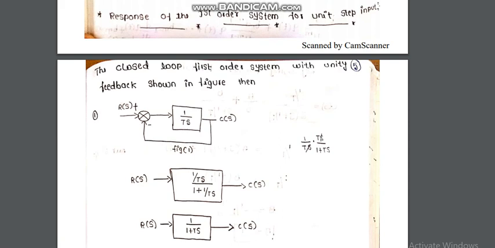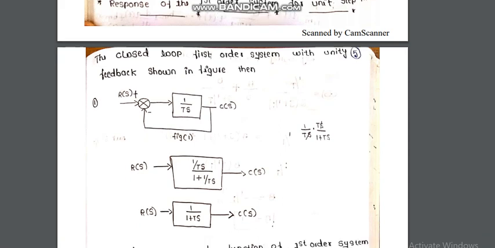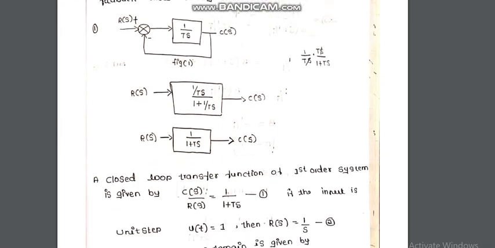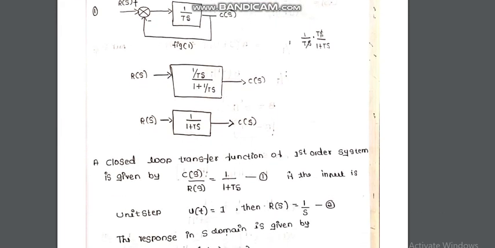Now if you want to find the transfer function of this, that is C of s divided by R of s, we know for a closed loop system it is G divided by 1 plus G into H. Here G is 1 divided by T into s, H is 1. After simplification, we get C of s divided by R of s is equal to 1 divided by 1 plus T s. We call this equation 1.